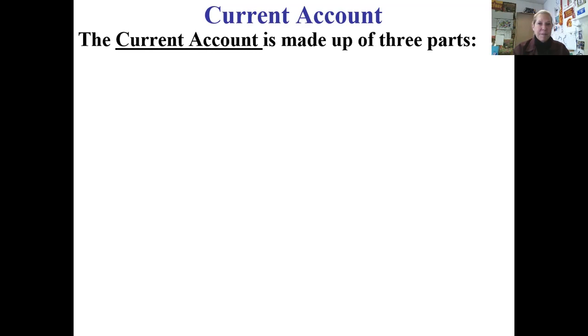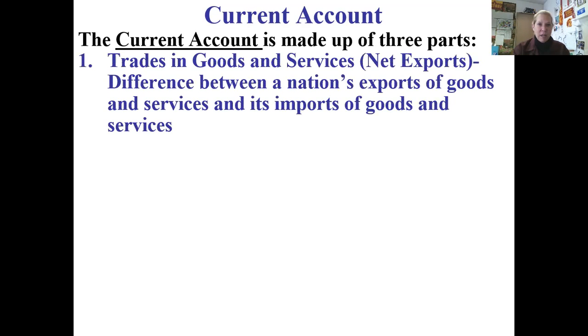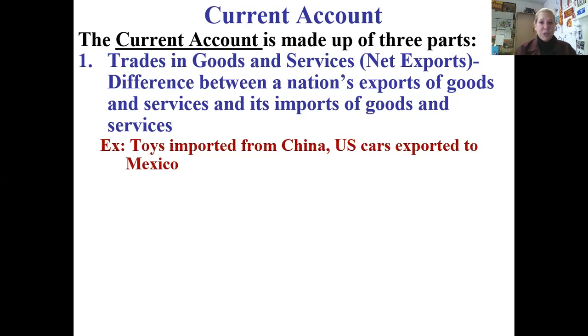The current account. The current account is made up of three parts. One, trades in goods and services, otherwise known as net exports. The difference between a nation's exports of goods and services and its imports of goods and services. And we discussed this in a previous unit having to do with trade and GDP, net exports. For example, toys imported from China and US cars exported to Mexico.